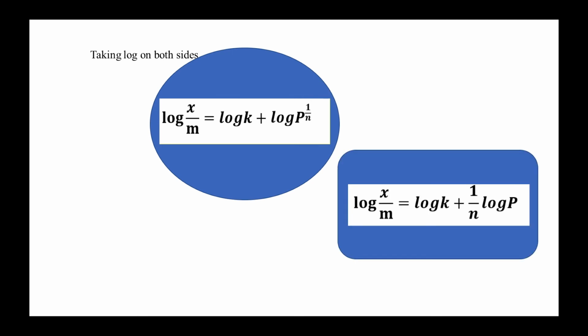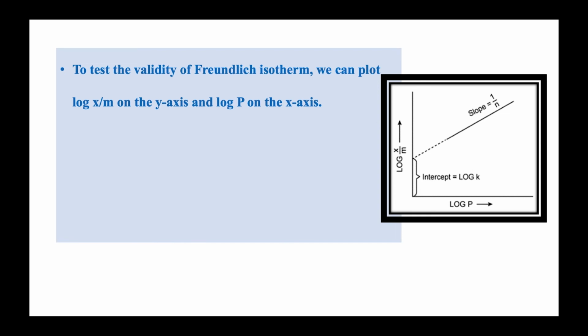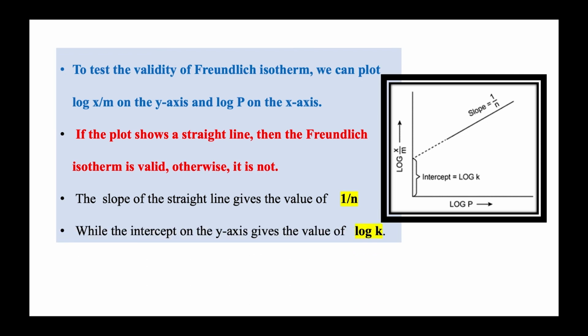Now, if we take the logarithm of above equation, then the equation becomes log x by m is equal to log k plus log p to the power 1 by n. This can be written as log x by m equal to log k plus 1 by n log p. To test the validity of Freundlich isotherm, we can plot log x by m on the y axis and log p on the x axis. If the plot shows a straight line, then the Freundlich isotherm is valid, otherwise it is not. The slope of the straight line gives the value of 1 by n, while the intercept on the y axis gives the value of log k.